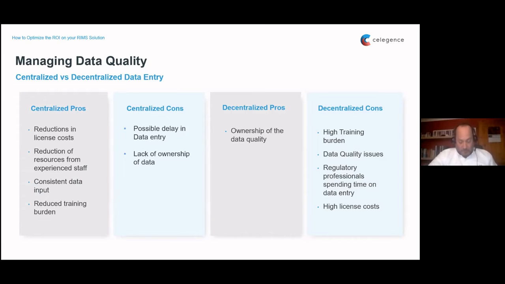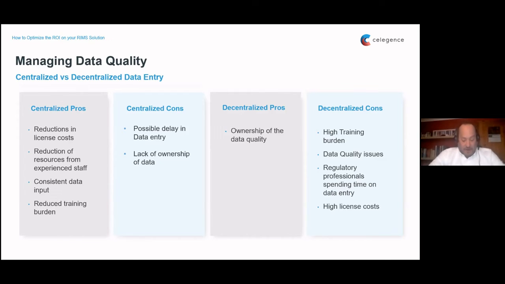of a centralized data input model, you may be able to get a reduction in license costs because most vendors will have different costs depending on whether you're a contributor or a consumer to the system. Centralized data input models also reduce the amount of resources needed from experienced regulatory staff. You've got to consider, do you really want highly paid regulatory executives performing what is in essence a data entry role? Or would it be better to outsource this data to an offshore company?